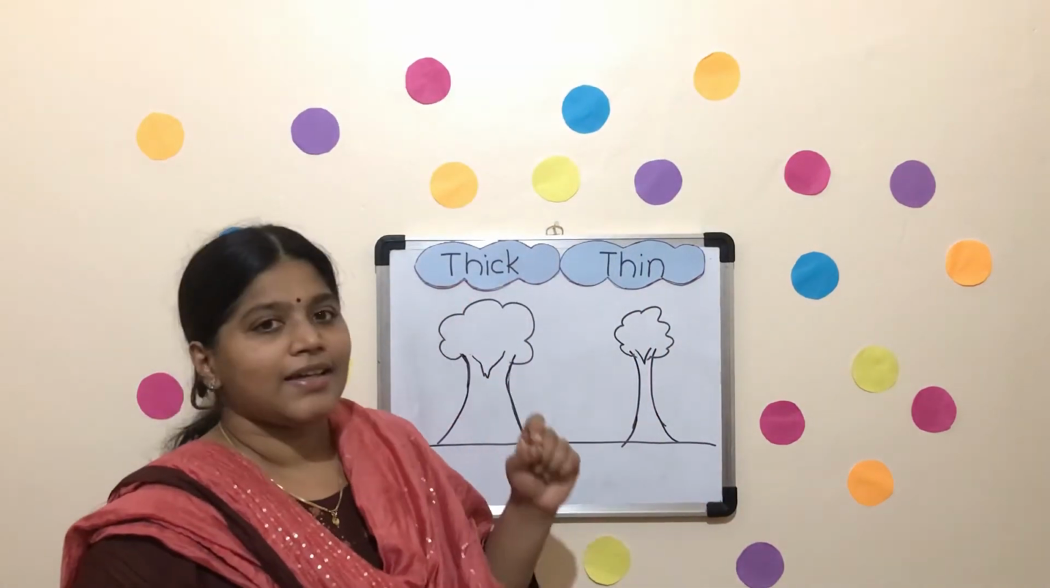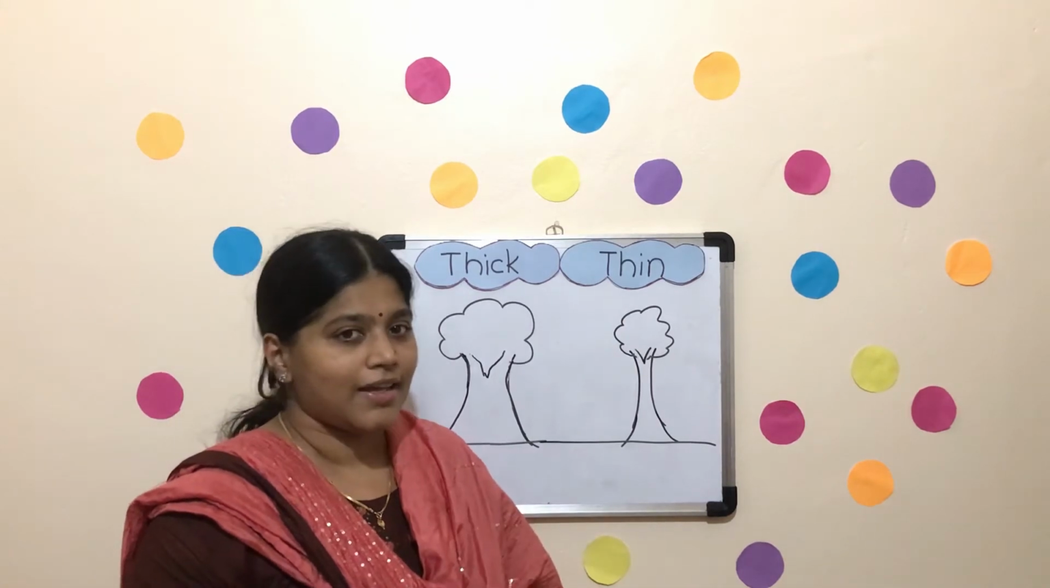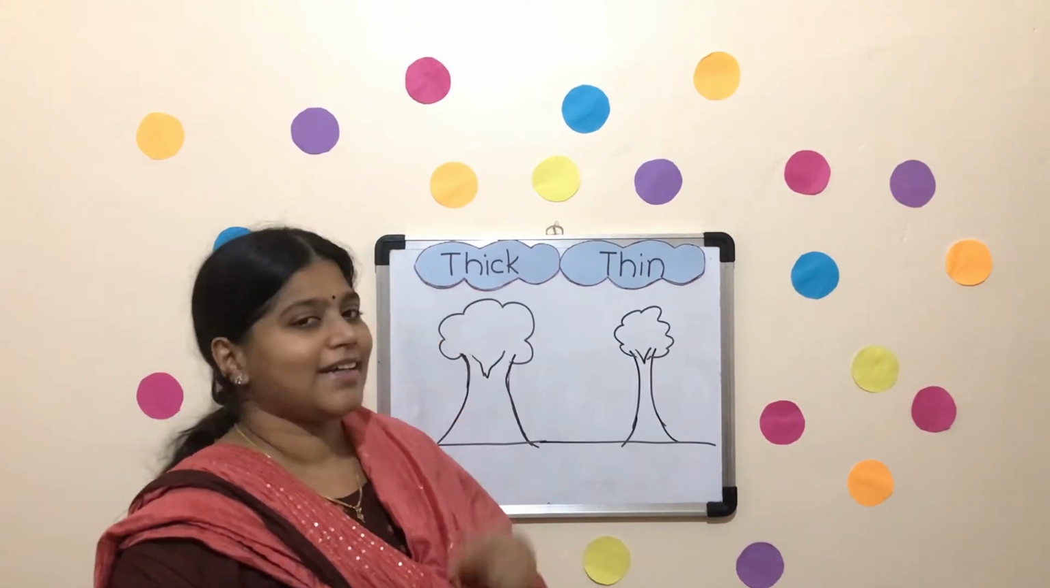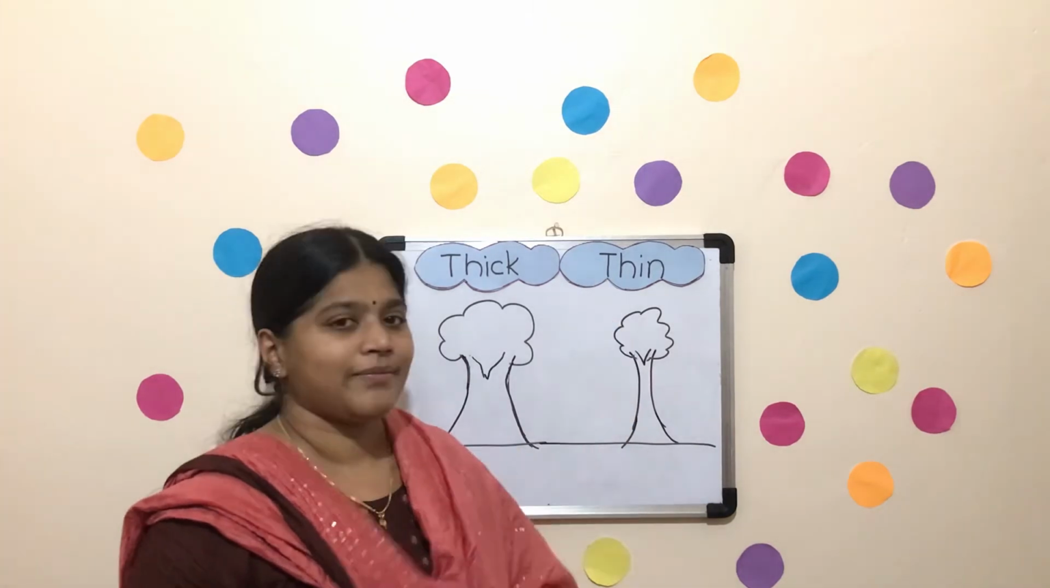Children, today let's look at the pre-math concepts. We have already learned pre-math concepts like same, different, up, down, inside, outside, right? Today we are going to learn two more concepts. The first one we are going to learn is thick and thin. I repeat, it is thick and thin.